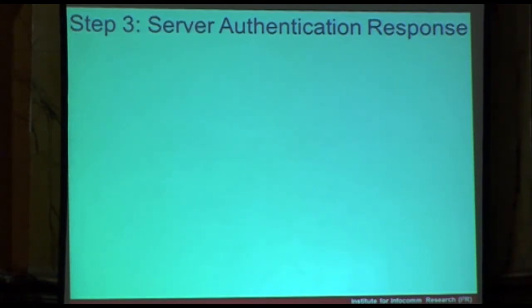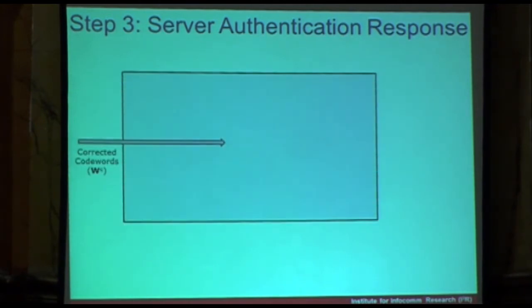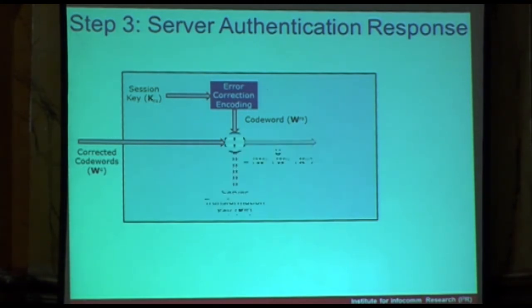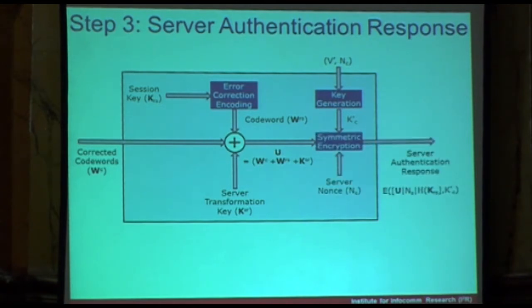In step 3, the server sends an authentication response. So here, this is very much similar to the enrollment by the client. Here, the code words can be considered as some kind of biometric. The corrected code words obtained in the previous step can be considered as some kind of biometric, which is combined with the code word from this randomly generated session key. And then the server transformation key is added. So this U is very similar to the enrollment template which we obtained. And then this can be sent to the client by using a symmetric encryption, the key for which can be the V prime which was obtained in the previous step, or it can be combined with a nonce to generate a one-time key.